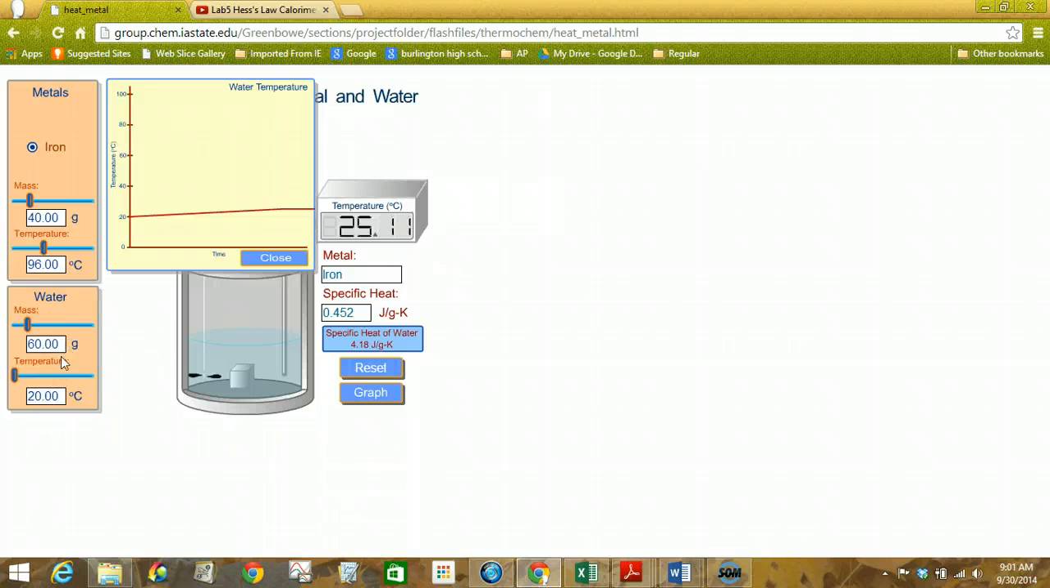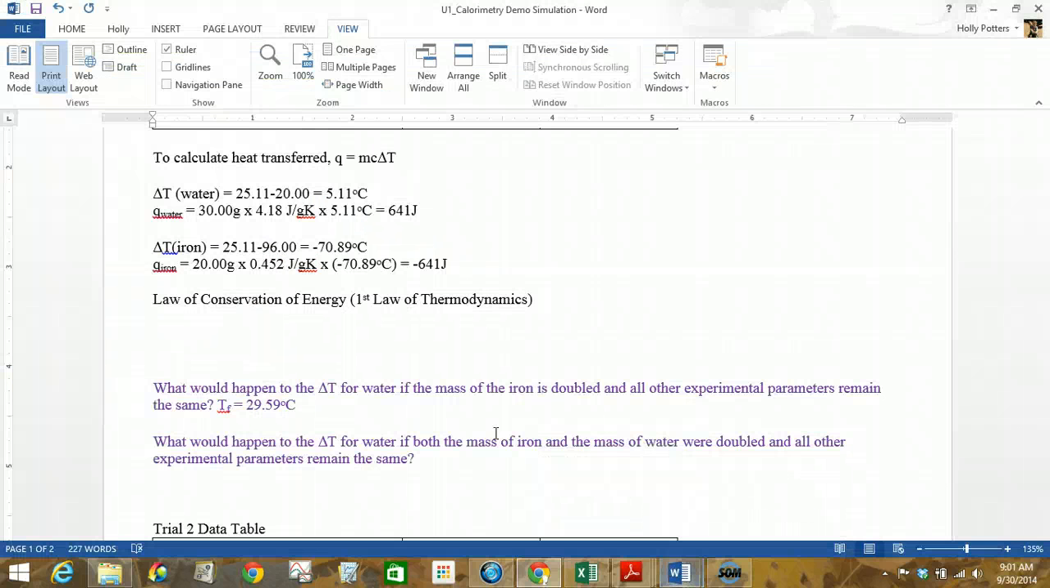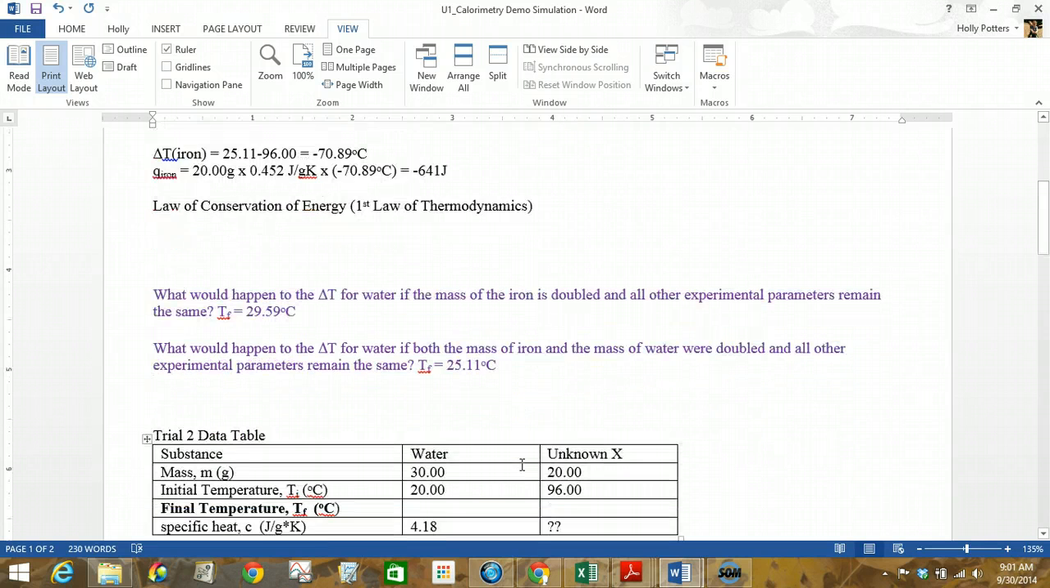And now notice that this is evened out, and we're back at that same temperature that we were at before for the final T in the very first trial that we did, back to 25.11 degrees Celsius. So again, we doubled the mass of iron, we had double the amount of energy available to transfer, but because we had double the mass of water to heat up, we're going to notice that same delta T that we saw in the very first trial, and that's because of those ratios between energy and the mass and temperature of a sample.